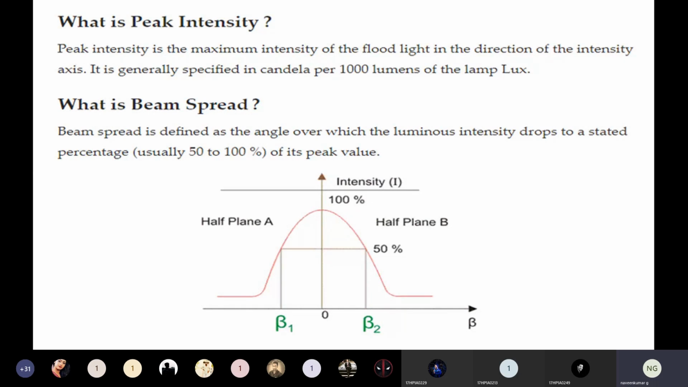So beam spread is defined as the angle over which the luminous intensity drops to a stated percentage, usually 50 to 100%. You are observing here in the graph on the y-axis, usually the intensity of a lamp source is 100%. In half plane A and half plane B, you are observing that the lamp intensity falls to 50% each. As your luminous flux radiates over a surface, its intensity reduces to half, then to 20%, as the light rays move over a distance. So here also it's the same thing.